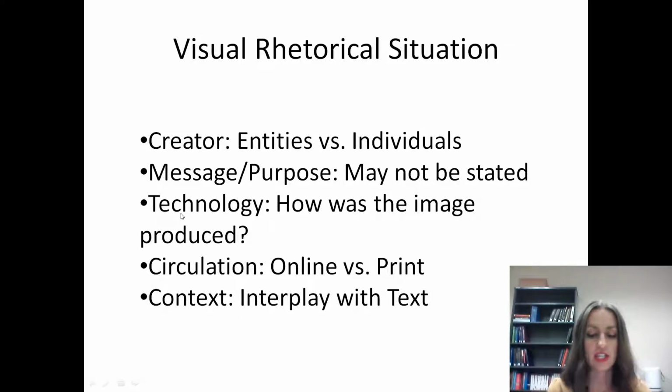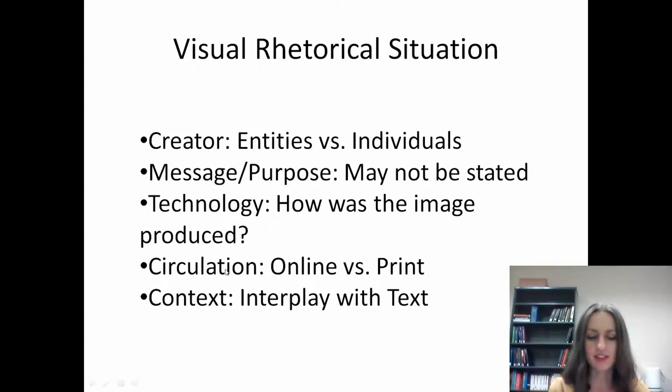Technology, considering the technology used to create an image is slightly more important with images than it is with text. It may not matter so much if a text is handwritten or typed, but it does matter a great deal if we have a photograph versus a hand-drawn illustration. And if that photo has been photoshopped, right, that kind of matters quite a bit, or if the photo's been altered or cropped or something.